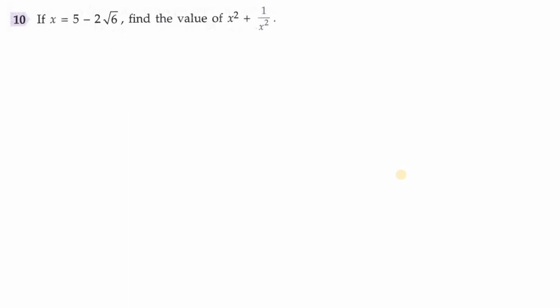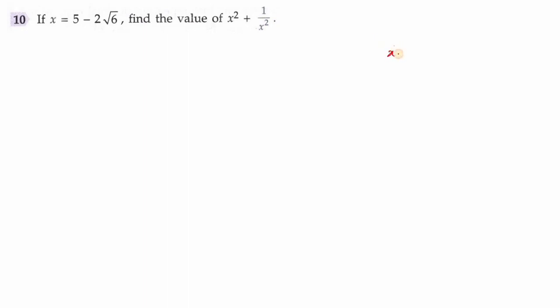Okay, so here we have another question. Given is x is equal to this much, you need to evaluate this one. Now if you remember, we have written the formula for x square plus 1 by x square in the expansions chapter. So you have got two formulas.